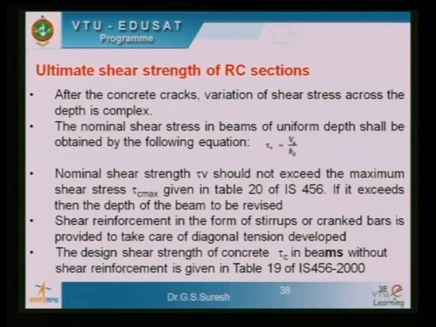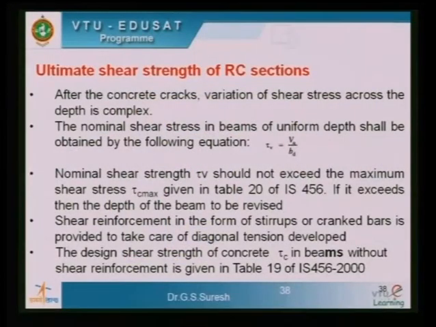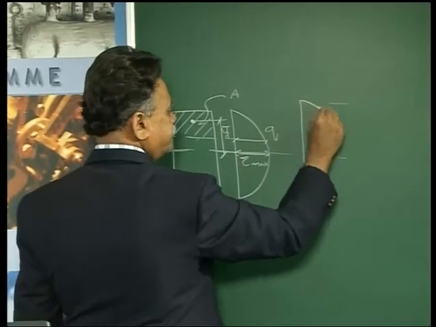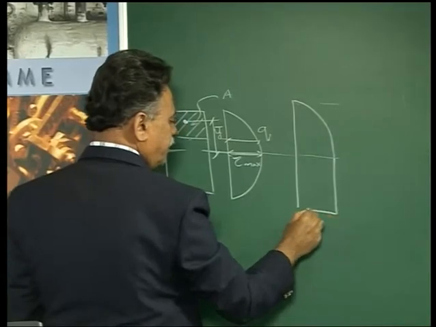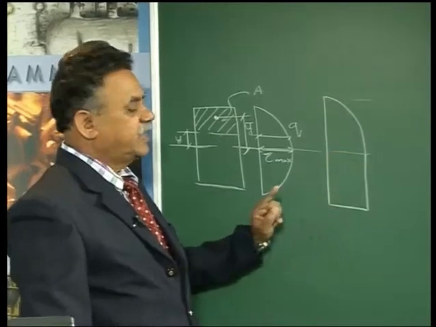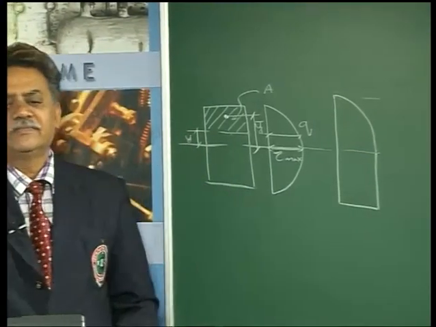Let us now go to the RCC part, wherein the concrete cracks, and the variation of shear stress across the depth is complex. That shear diagram I will show you on the board. The shear stress in the compression zone will be parabolic, and then in the tension zone it will be rectangular like this. It won't come back to zero as in the case of homogeneous material.